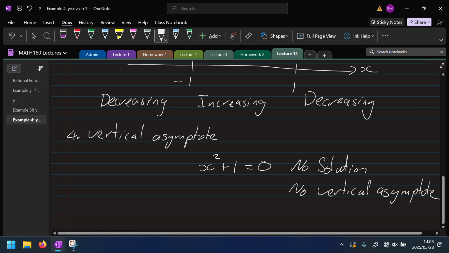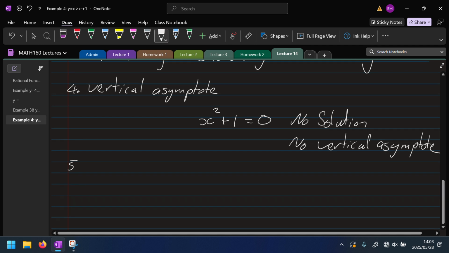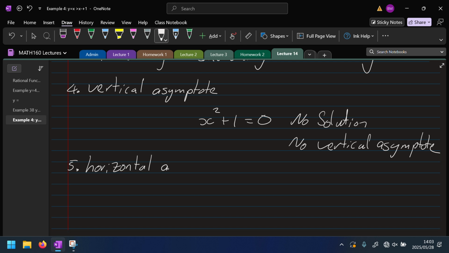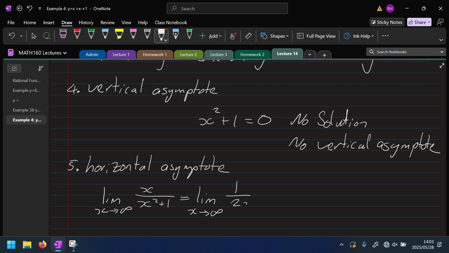What about the horizontal asymptotes? Let's check that. For this one, we need to take the limit as x goes to infinity of whatever's given, in this case x over x squared plus 1. That's going to be the limit as x goes to infinity of 1 over 2x. The bottom's going to go to infinity, the fraction's going to go to 0, so we just get 0.